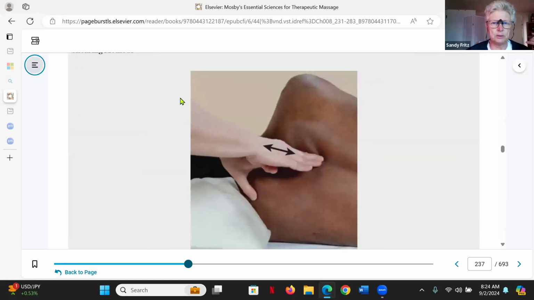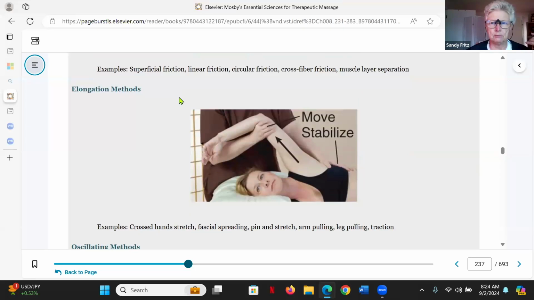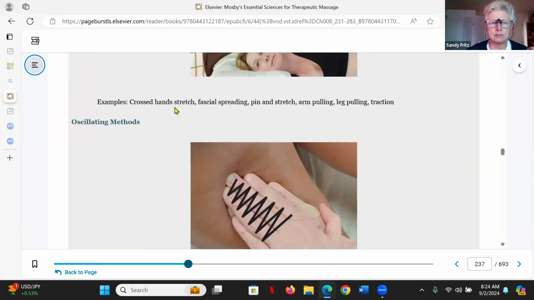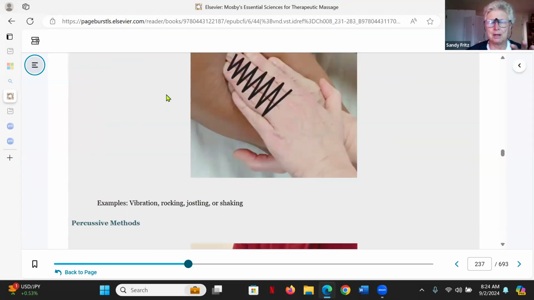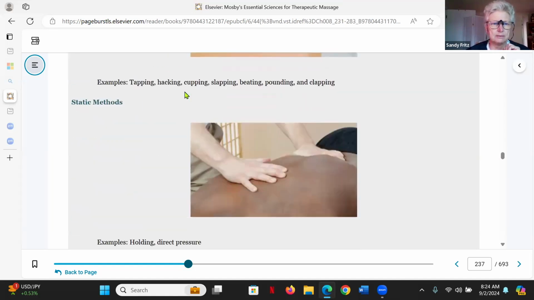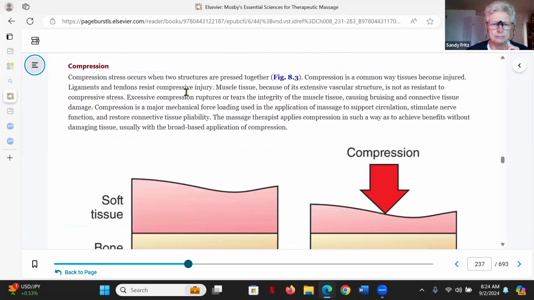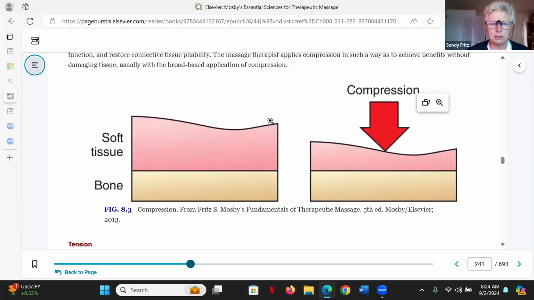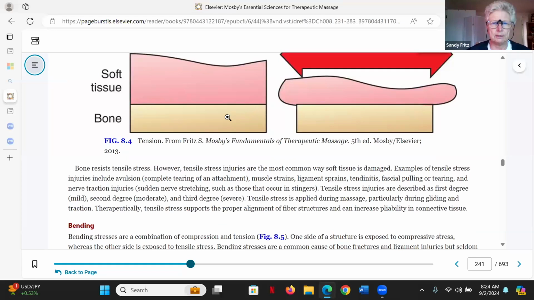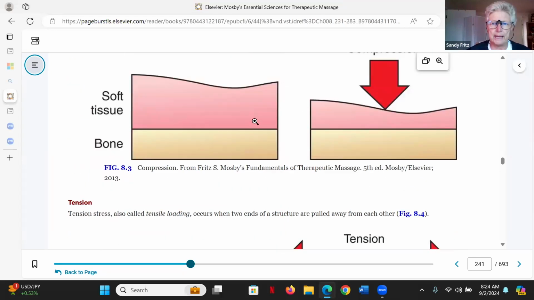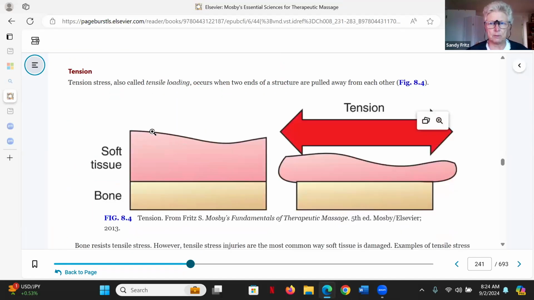Okay, so this you would not typically find in a more academically college-based anatomy textbook. So this is unique to massage. This is one of the really great features for learning anatomy and physiology from Essential Science. Okay, then we're going to talk more about how these forces will deform the soft tissue, and then these are created by the massage methods that we use.